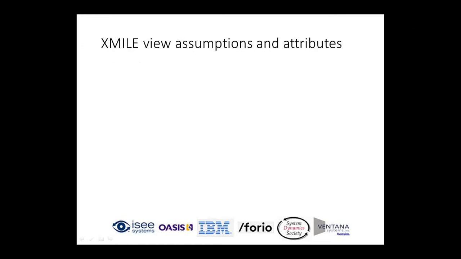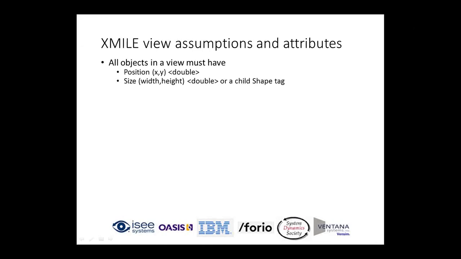Let's talk about some assumptions and some attributes of XMILE views. All objects in a view, all stocks, flows, etc., have to have a position. An X and a Y value as doubles, your Cartesian point. They also must have a size, a width and a height, stored as a double, or they have to have a shape. And a shape is defined using a tag.